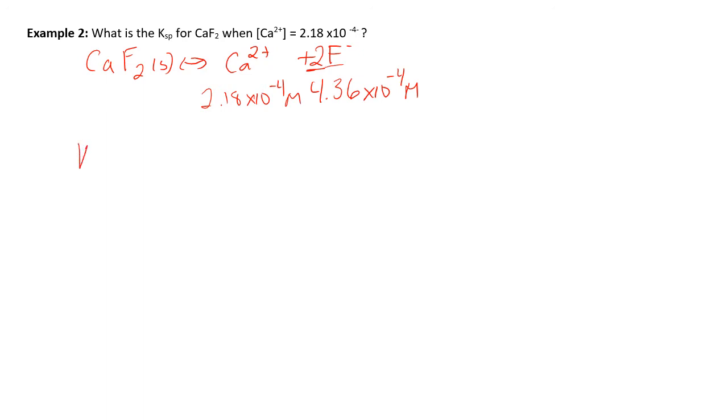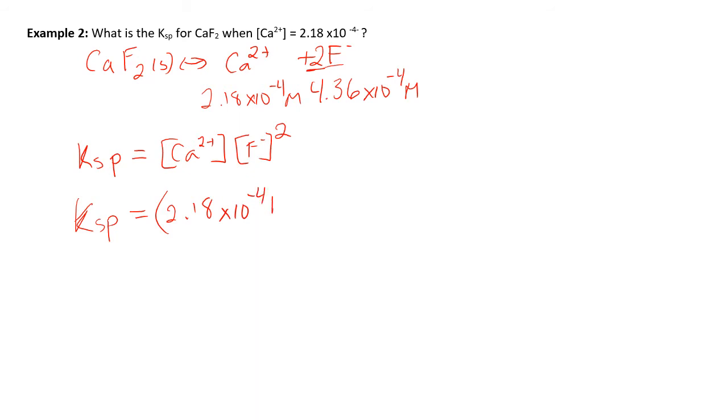Now we want to find Ksp. Well, let's write our equation. We'd have calcium ion times fluoride ion, that would be squared because it's a 2, and we ignore the reactants because they're solid. So that's our Ksp equation. My capital K's are not looking very capital these days. All right, and we can plug in our values. So we got 2.18 times 10 to the negative 4th times 4.36 times 10 to the negative 4th, and we are squaring that one.